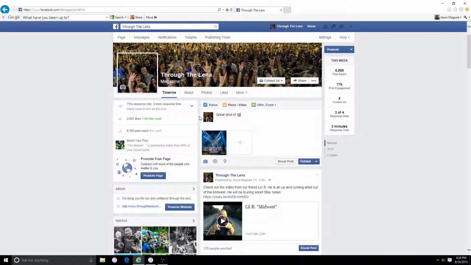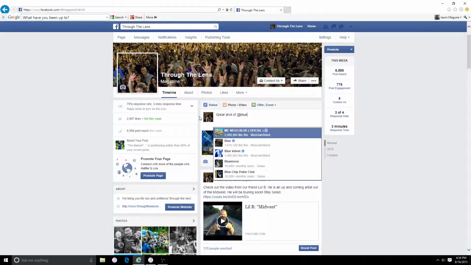of at Blue. Now this is where you guys want to make sure you're doing this as well. You guys want to make sure that you're actually tagging people, venues, and events, because that's going to increase reach as well, because the people you tag, hopefully they'll see it and hopefully they'll reshare it.